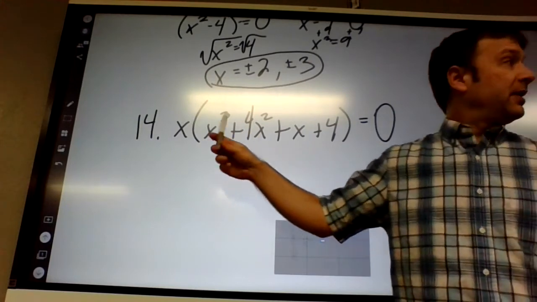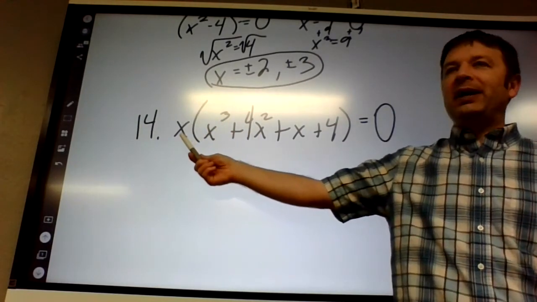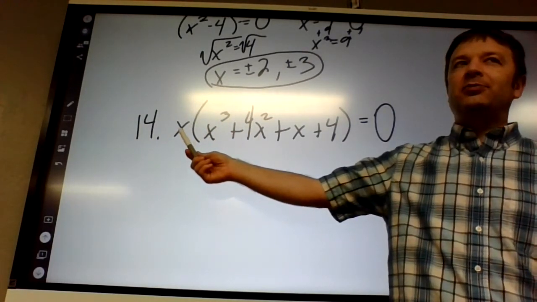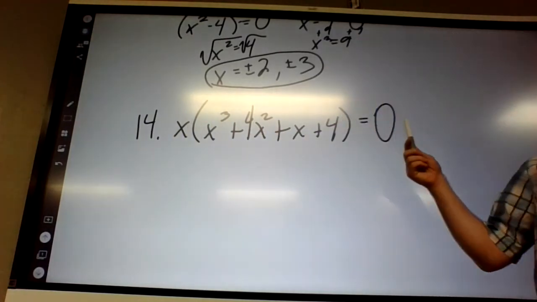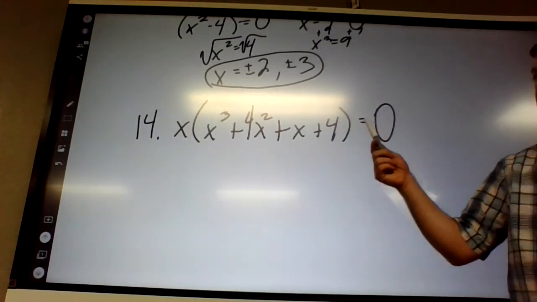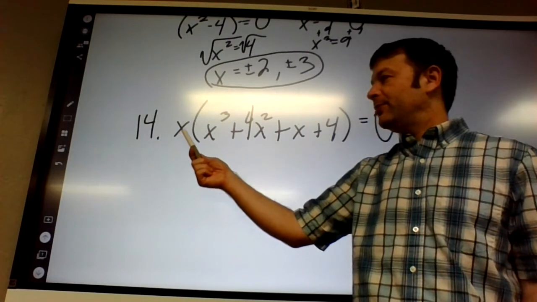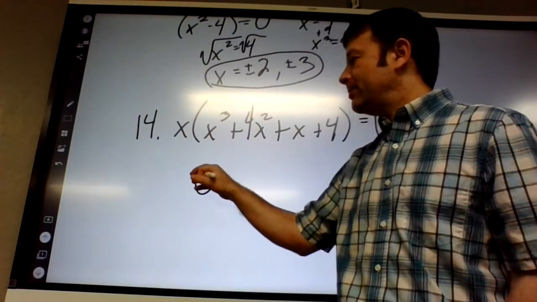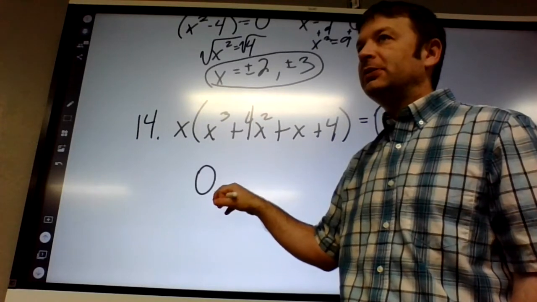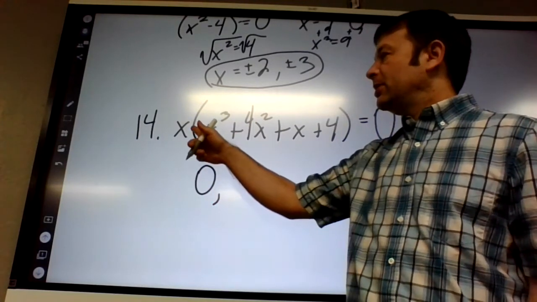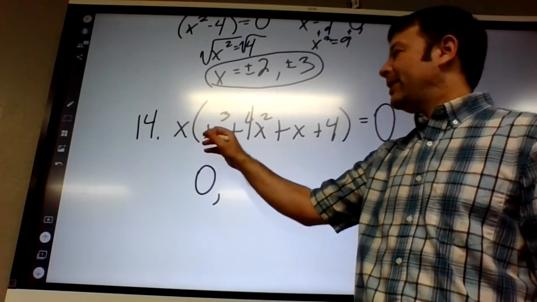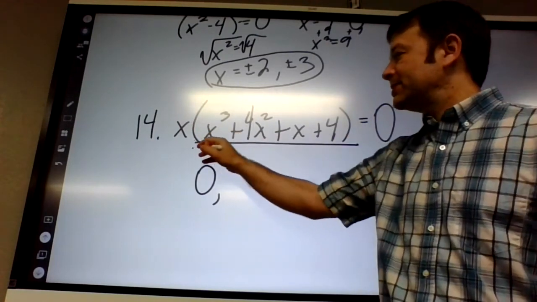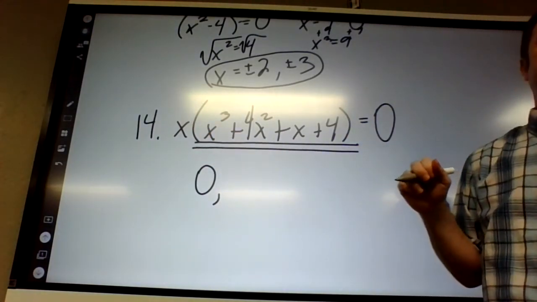Okay, if there's an x on the outside, what's one of the things that will work for x to make this equal to 0? 0. If there's an x on the outside, 0 could turn all this into a 0. So that's one of your answers. How many answers are we supposed to get? 4. Because it started out as x to the fourth. Now inside the parentheses, there's 3 more answers.